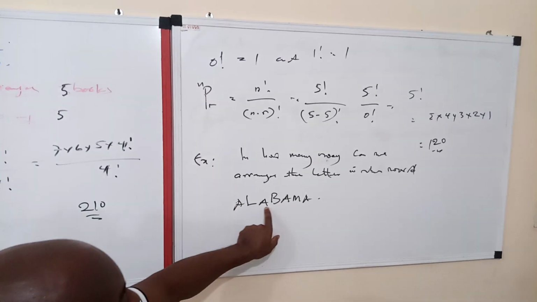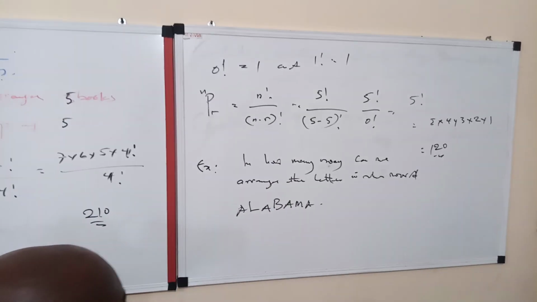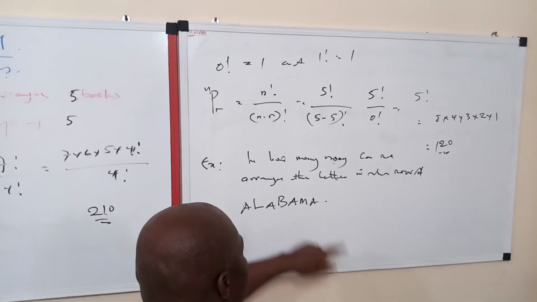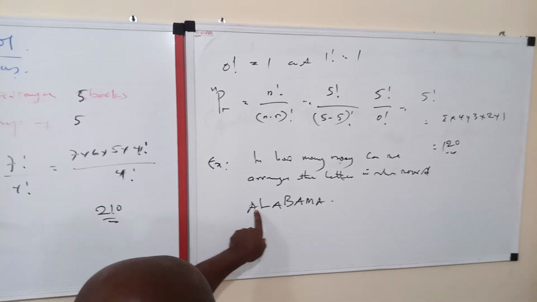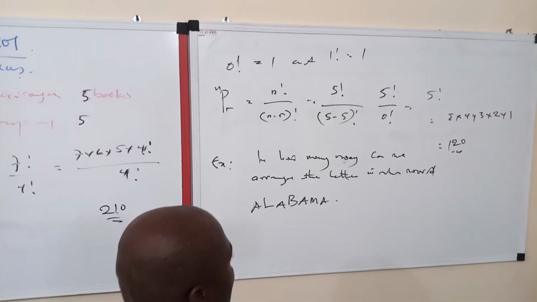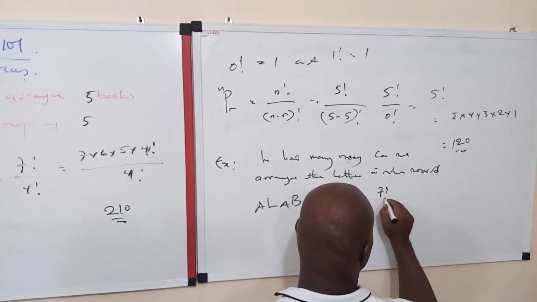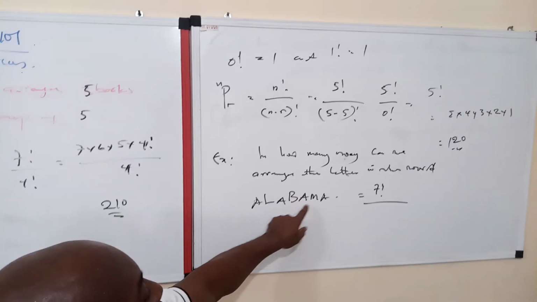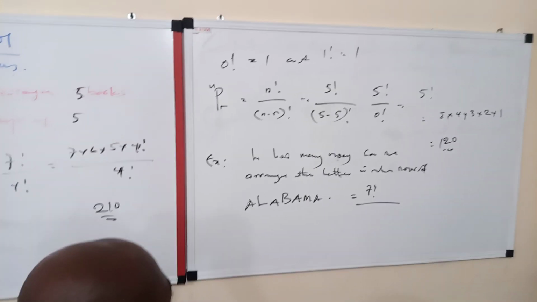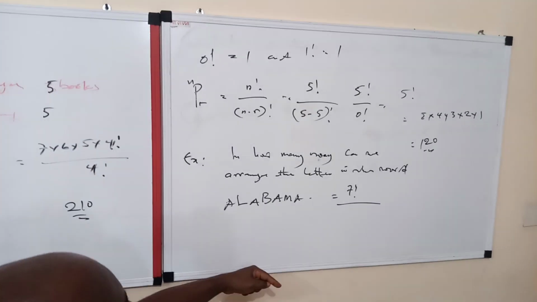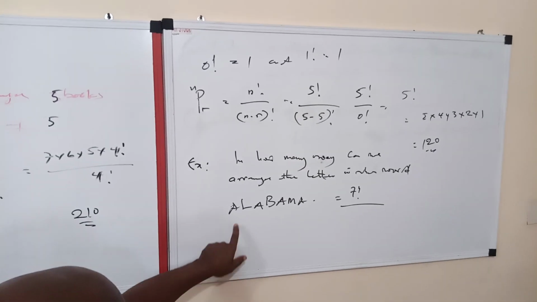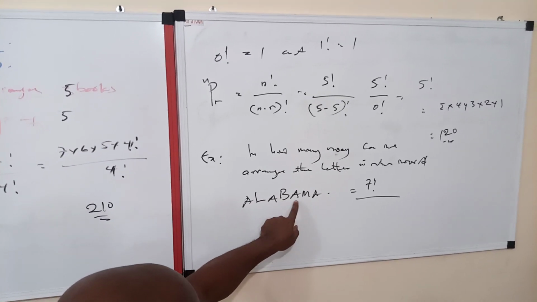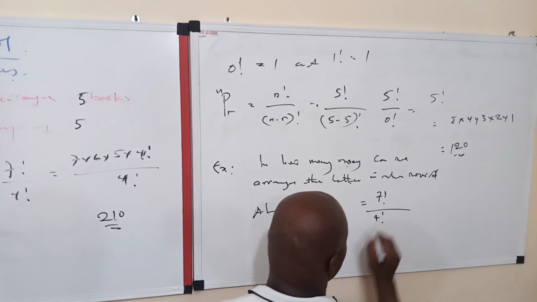But in this kind of presentation, we don't use the formula. Rather, we take, as usual, the total number of items to be considered, which we have as 1, 2, 3, 4, 5, 6, 7, which we have as 7 factorial, all over the factorial of the letters that are repeated. Like in this case, the one that is repeated is A, 1, 2, 3, 4. So we say 4 factorial.